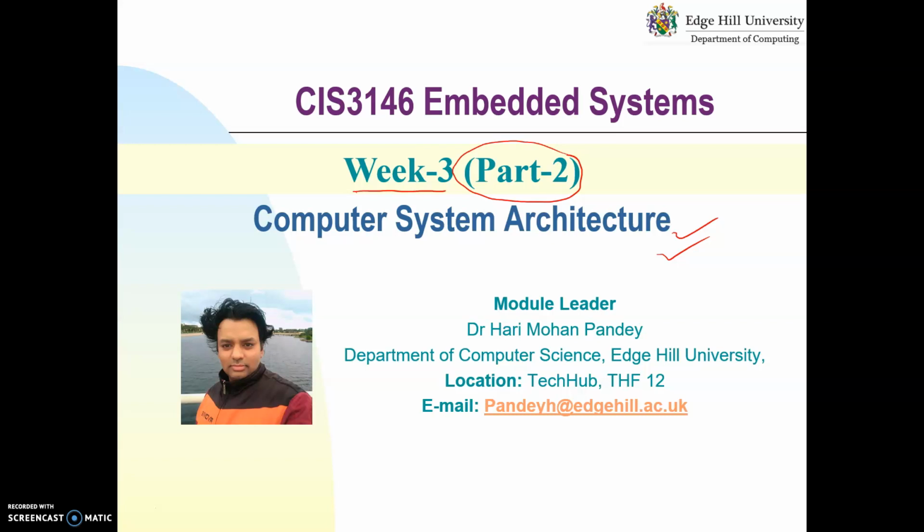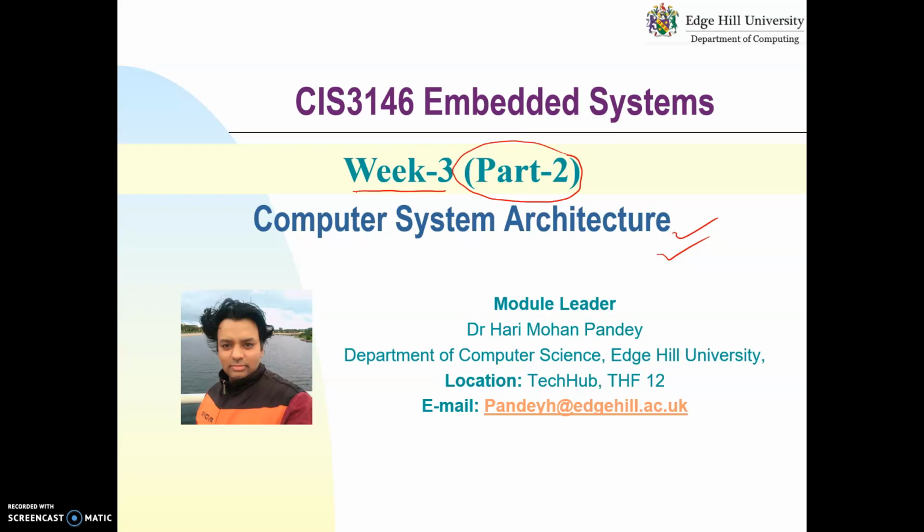In part number 1 we discussed various components of a computer system and how they are organized, and then we discussed the components one by one. So far we have completed the arithmetic logical unit and central processing unit. The last topic which we discussed in the previous session was the CPU instruction cycle, and we discussed two different types, referred to as the 3-stage CPU instruction cycle and the 5-stage CPU instruction cycle.